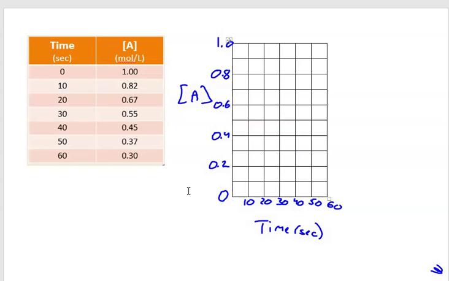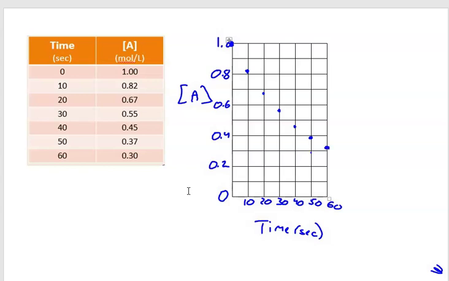So at time 0, we have a concentration of 1, so I'll put a point there. And at time 10 seconds, our concentration has dropped to 0.82, so I'll put another point there. After another 10 seconds, it's dropped, but it's dropped less, about 0.67. After 30 seconds, it's 0.55, about there. 40 seconds is 0.45, about there. 50 is 0.37, about there. And then at 60 would be at 0.3 right there.